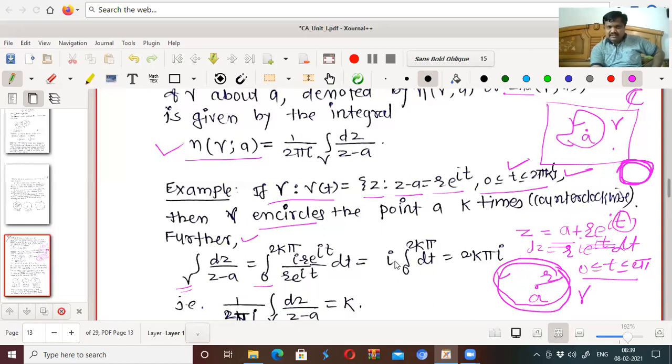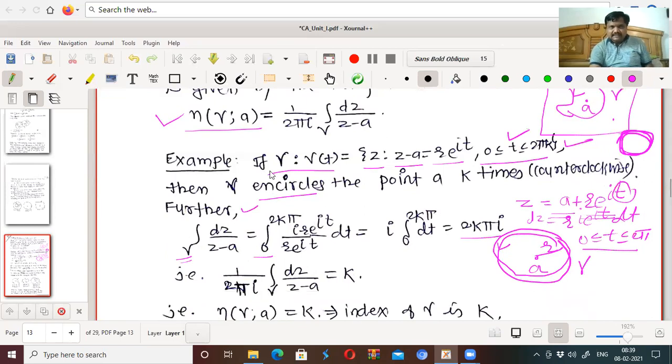i is constant, so it can be taken outside. r e to the power it cancels with r e to the power it. We get only the integral from 0 to 2k pi of 1 with respect to t, where t varies from 0 to 2 pi k. So put t equal to 2 pi k minus t equal to 0, and we get 2 pi k times i. Therefore, in this case, if gamma is given by this, then the integral over gamma of 1 upon z minus a with respect to z becomes what?